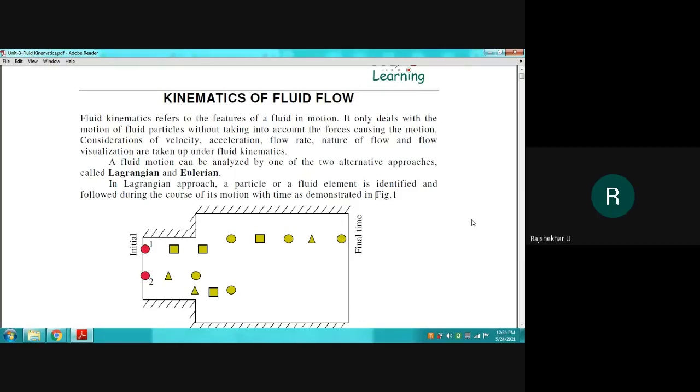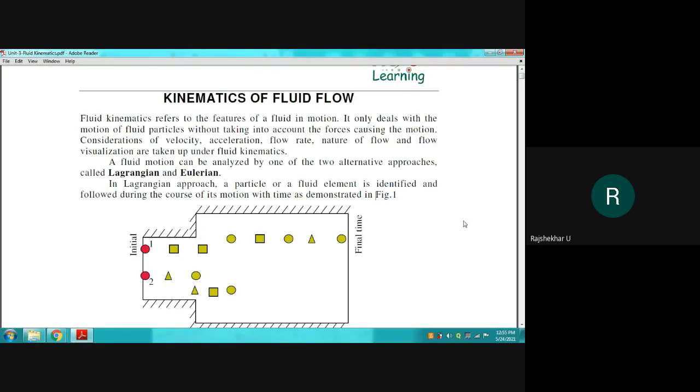So fluid kinematics. As we have completed the first module, the introduction, and we have studied some part of fluid statics, like manometers, wherein the fluid is at rest, and some things about pressure. So now we'll study the kinematics part, and kinematics only with respect to fluid, because in this subject we are discussing only with respect to fluid.